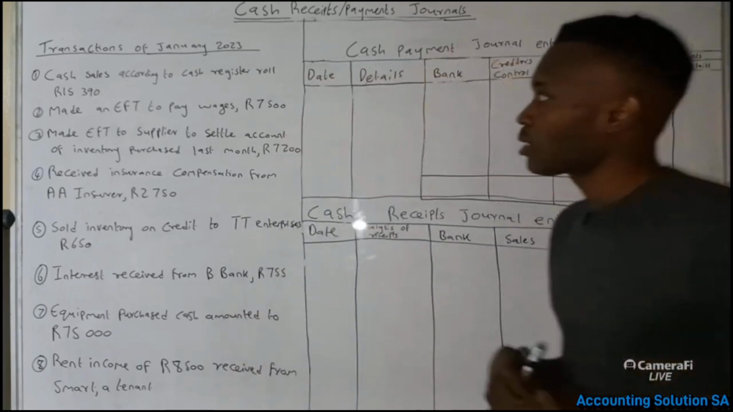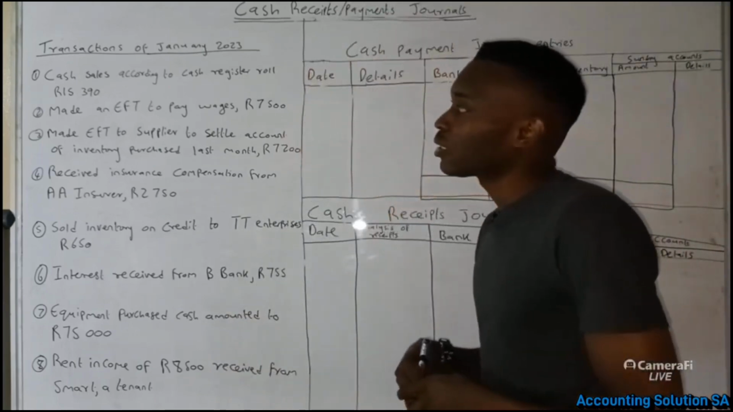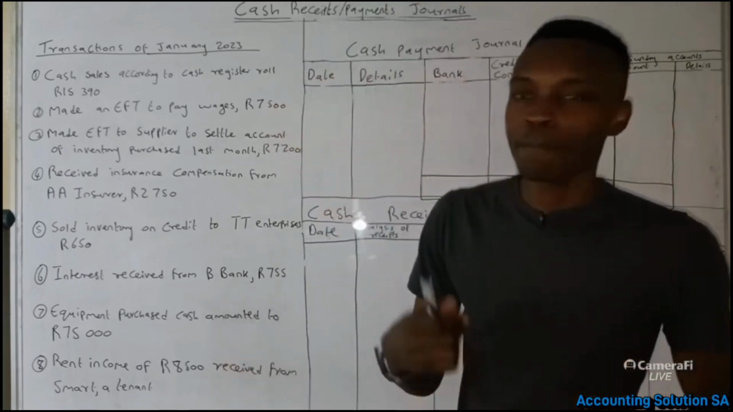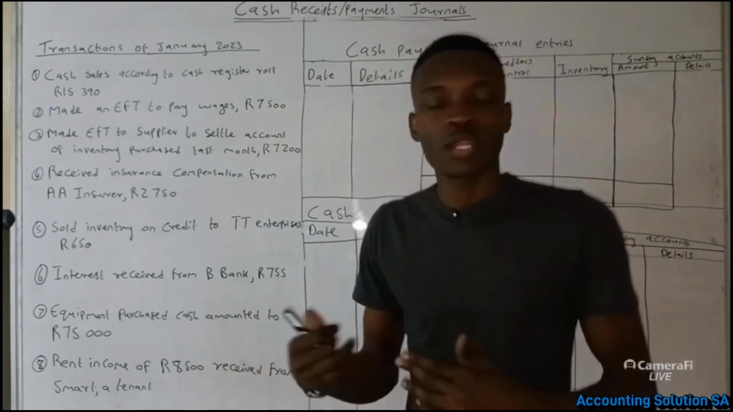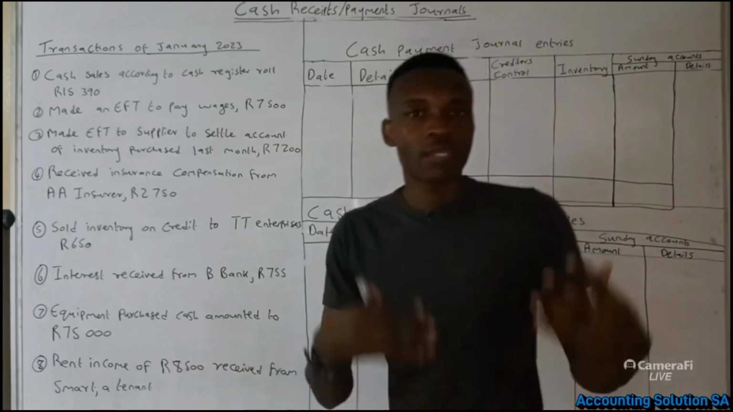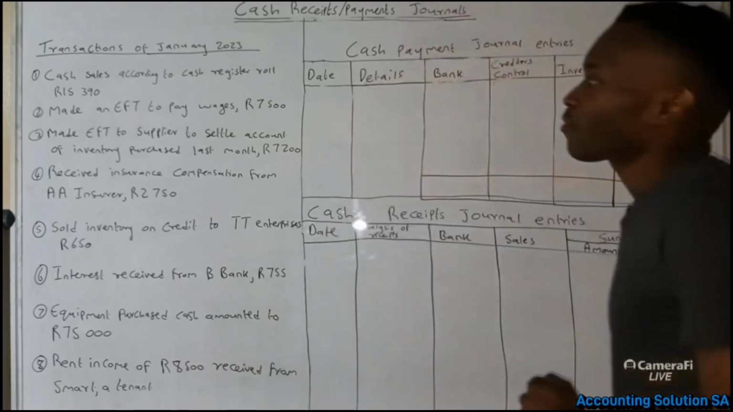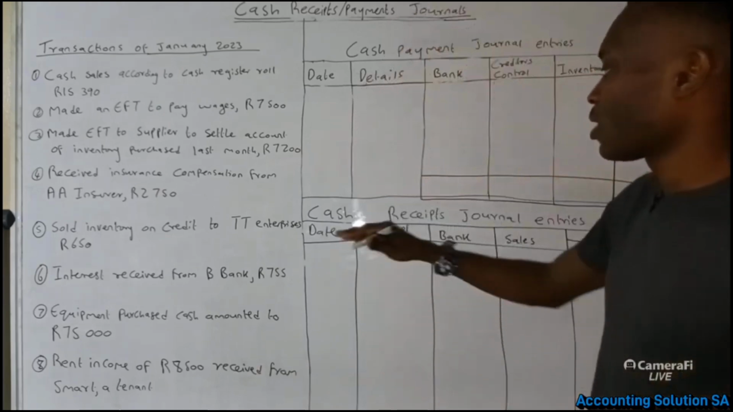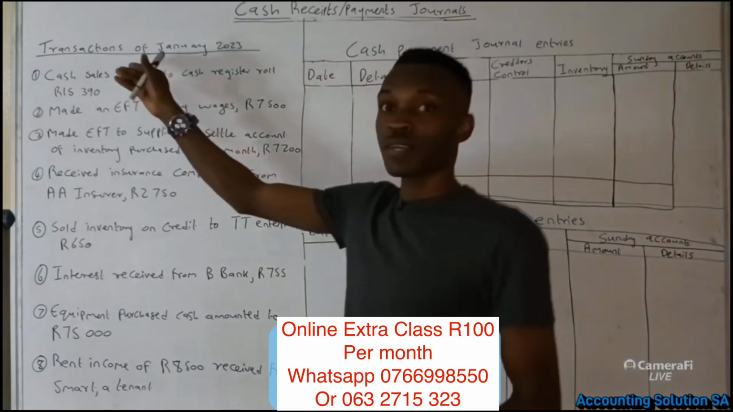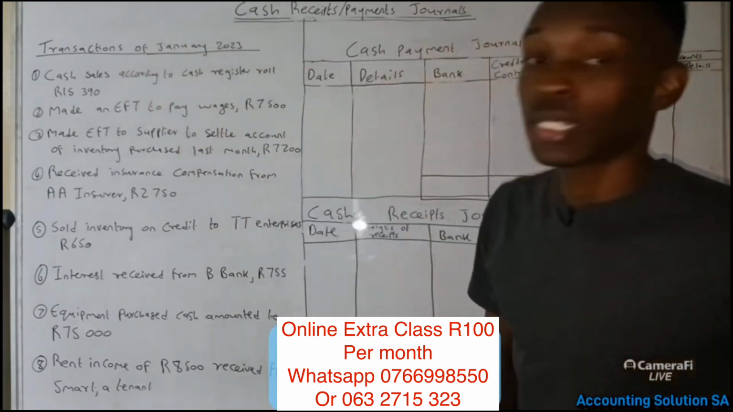Okay, transaction number one: cash sales according to the cash register roll amount to 15,390. Remember, once we receive cash, we record it under the cash receipts journal. Once we pay cash, we record it under the cash payment journal. Simple as that. So we have received cash from sales. Remember, we have different columns which we have to fill. Because we received cash from sales, we are going to record it in the cash receipts journal.